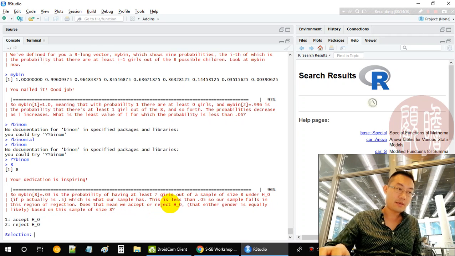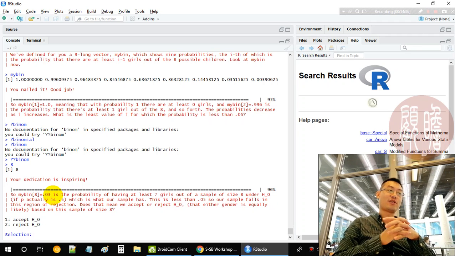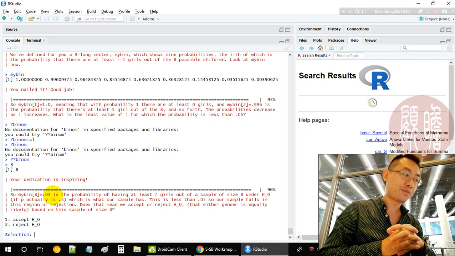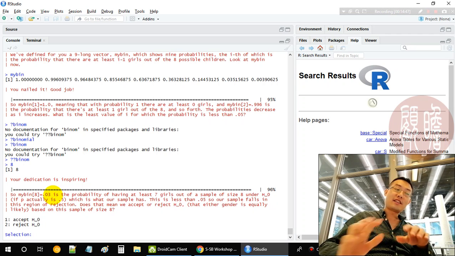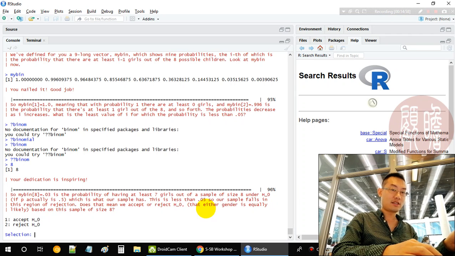Does that mean we accept or reject the null hypothesis that gender is equally likely? The thing here is that having 7 girls out of 8 kids has a chance of 0.03, in the ideal probability world with gender equality. So 3% is less than the predefined 5%. It's pretty rare, only a 3% chance you will get 7 girls out of 8. So in this case, we reject gender equality in that particular family. So we reject.